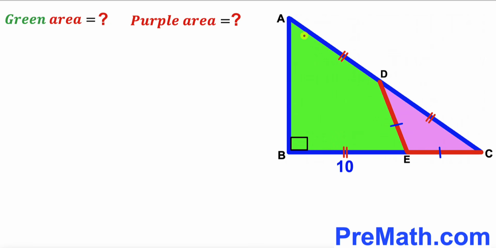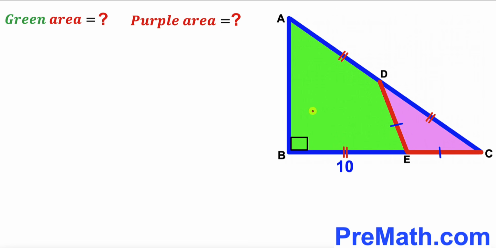Welcome to PreMath. In this video, we have this right triangle ABC along with this line segment DE, as you can see in the given diagram, such that segment AD length equals segment CD length, and that length is going to be equal to this BE length as well. Moreover, segment DE length equals segment CE length, and furthermore this BE length is 10 units.